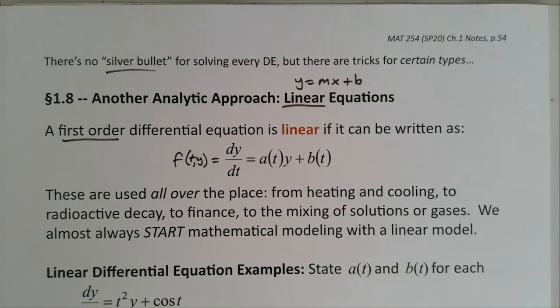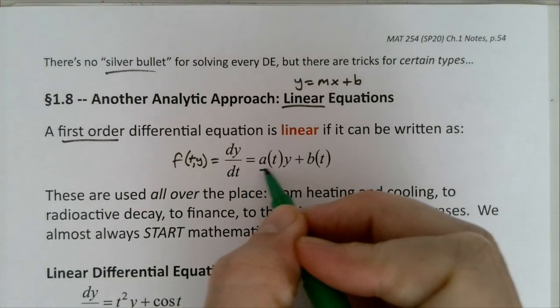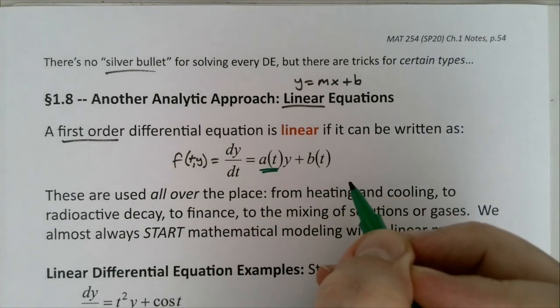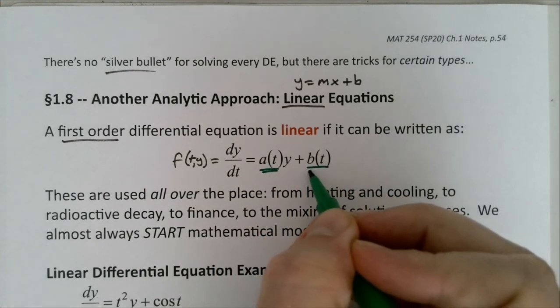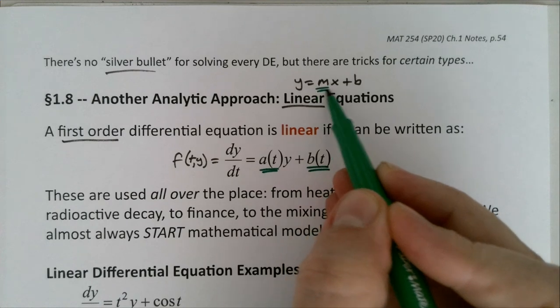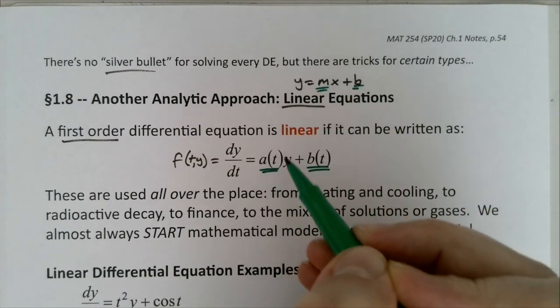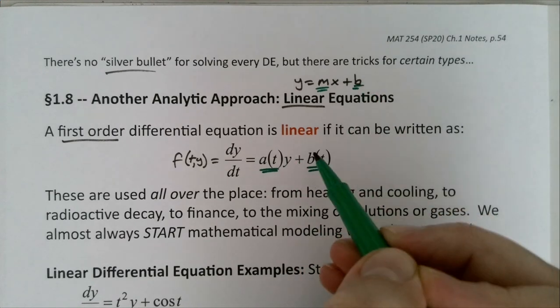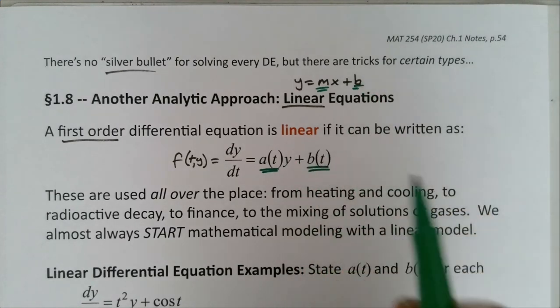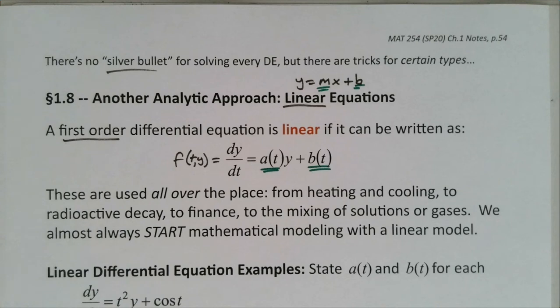So I want you to recognize that what we're doing here is multiplying something times y plus something else. And if you think back to y equals mx plus b, the m in this case, the slope, is this thing right here, and the b in this case is your b. So it's similar in format to what you're used to when you're thinking of a linear equation.